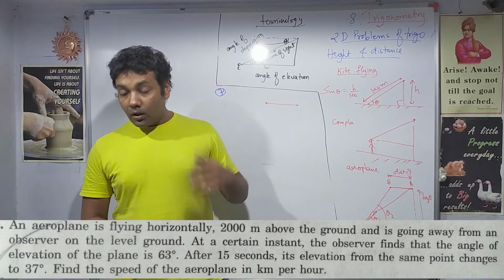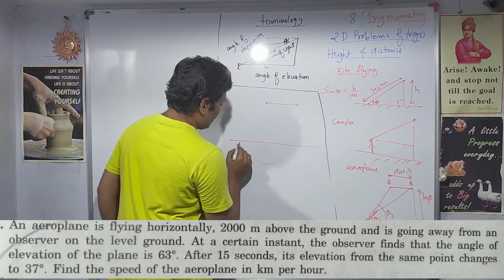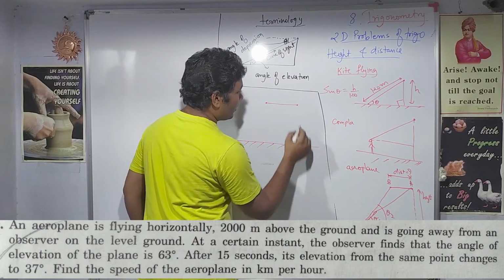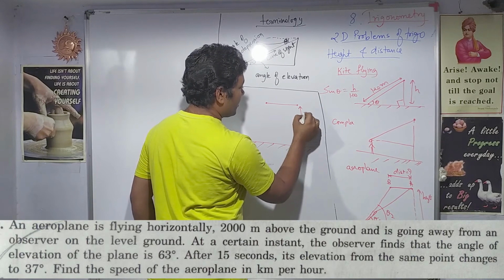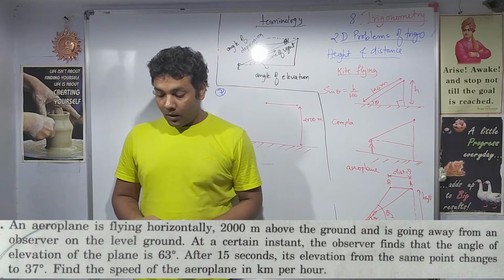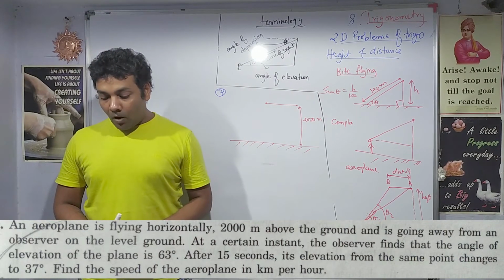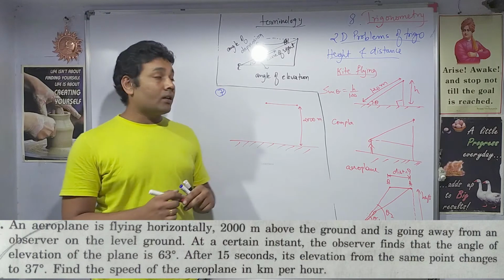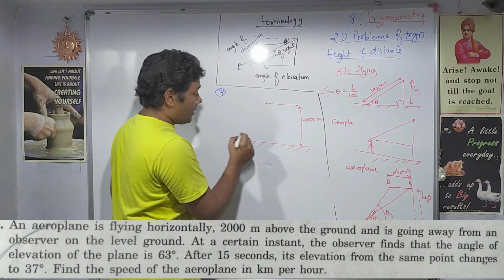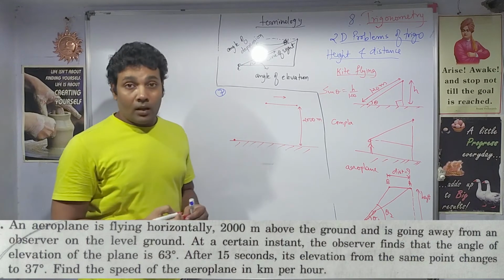2000 meters above the ground. So draw the ground, 2000 meters above the ground. Then it is going away from an observer on the level ground. It is going away. So if the observer is somewhere here, the aeroplane is going away.